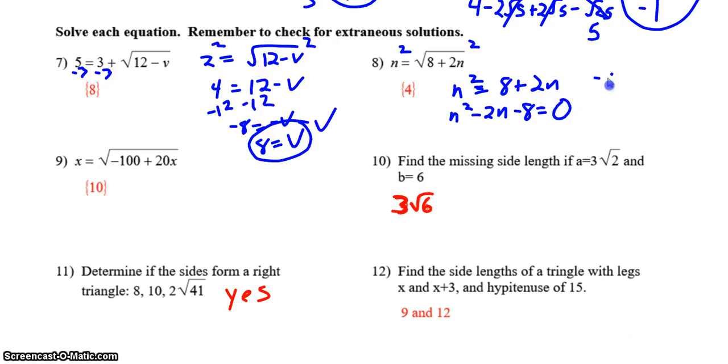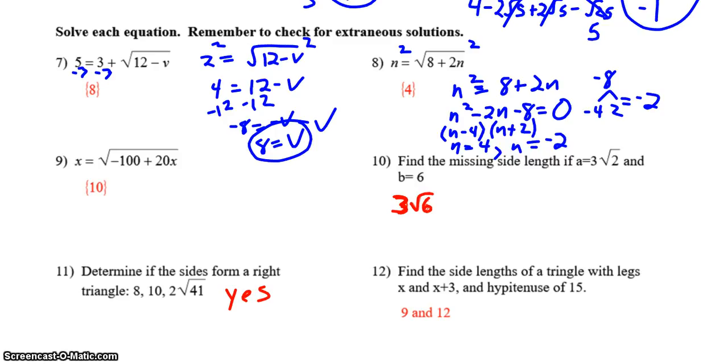So I need to find the factors of negative 8 that add to negative 2. And they are negative 4 and 2. So this is n minus 4 and n plus 2. Set those equal to 0. I'd get n equals 4 and n equals negative 2. So those are what I think the two answers are.